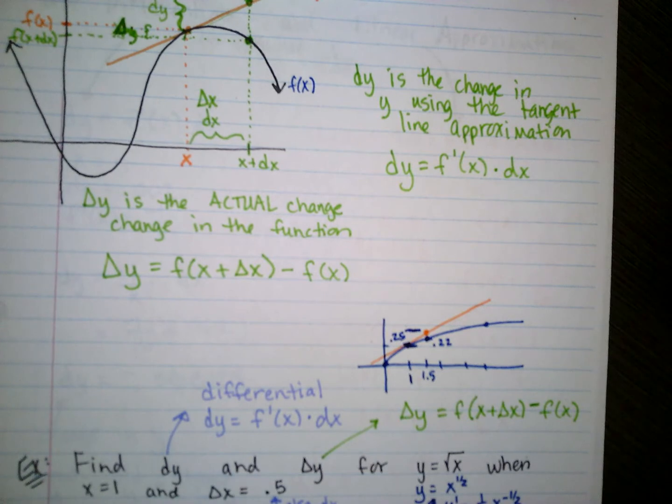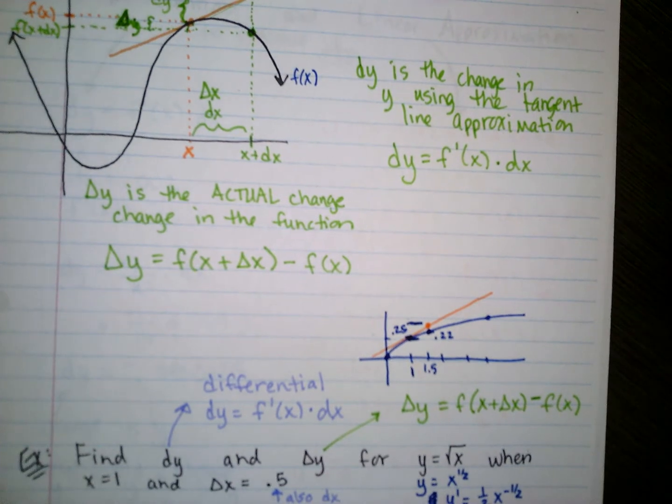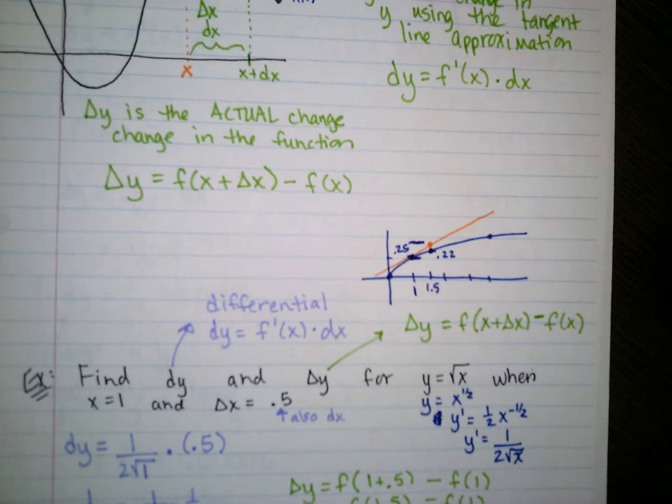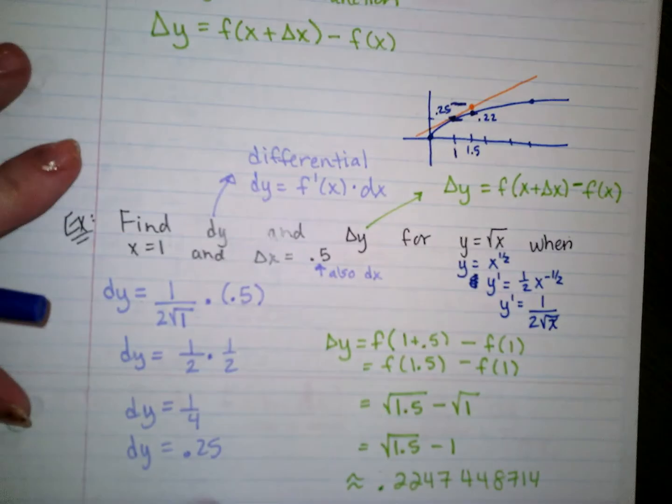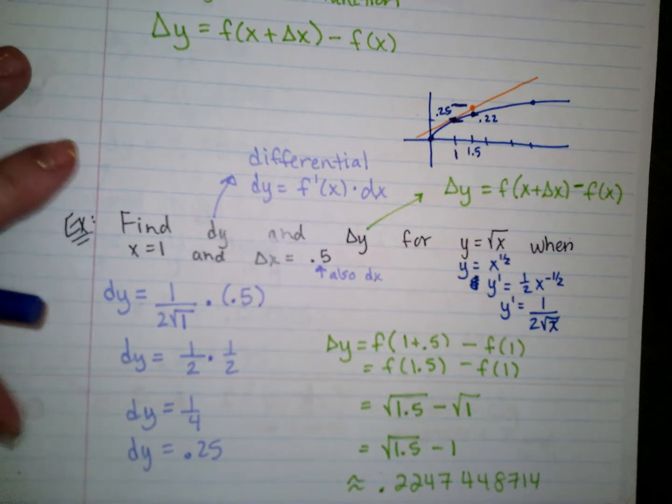So you can see that dy and delta y, this would be delta y, dy would be the tangent line approximation, are not the same thing, but they're close enough, in my opinion here, that's not that big of a difference.